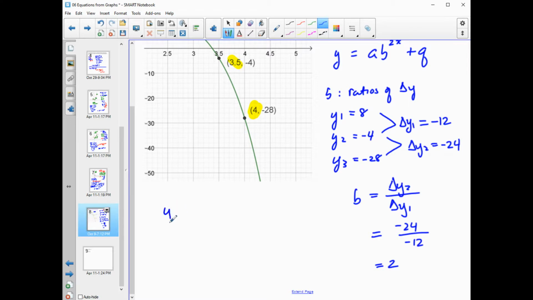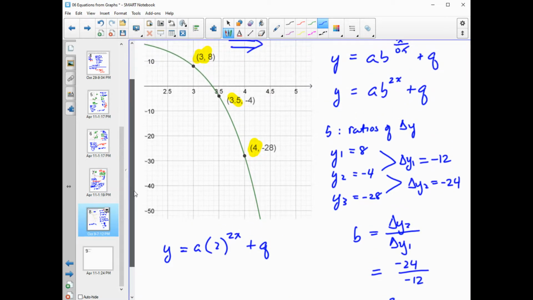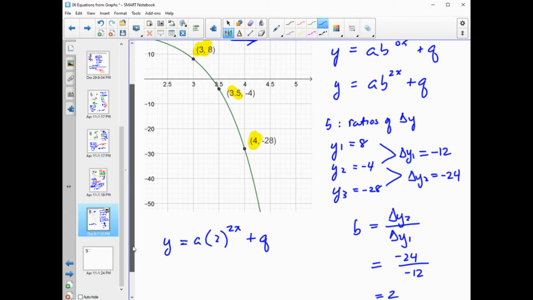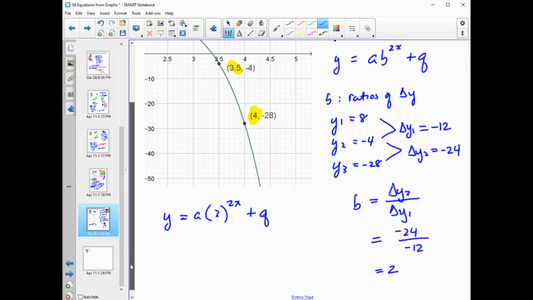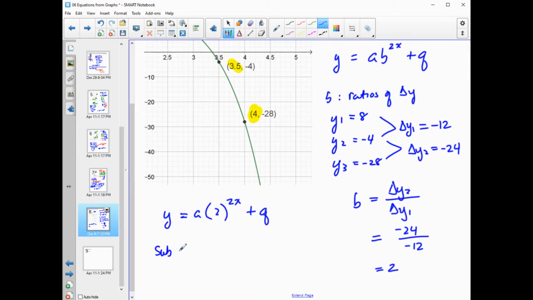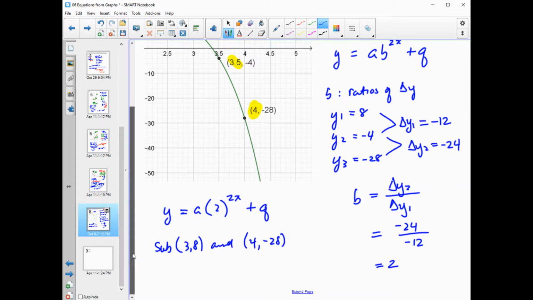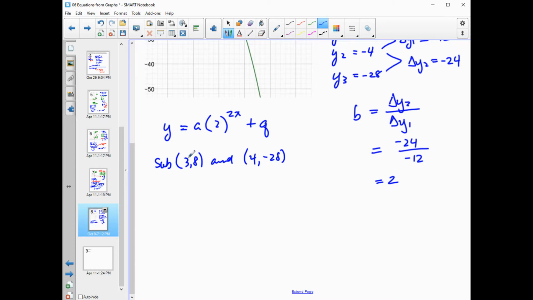So now my equation is y equals a times 2 to the, and don't forget it's 2 to the 2x now, plus q. Now I'm going to sub in a couple of known points. Let's use integer values; I think students would tend to do that anyway. So I'm going to sub in (3, 8) and (4, -28), and create my system of equations that way.